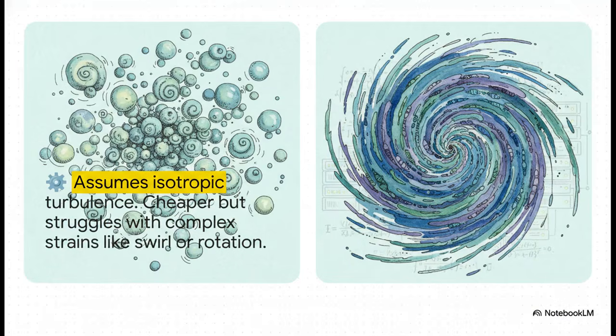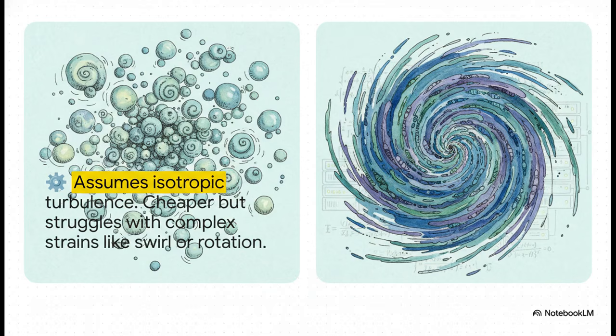But see, here's a limitation of a model like k-epsilon. It makes a really big assumption that the turbulence is isotropic, which just means it behaves the same in all directions. Now, for a lot of simple flows, that's totally fine. But what about really complex, swirling flows? That assumption starts to break down.